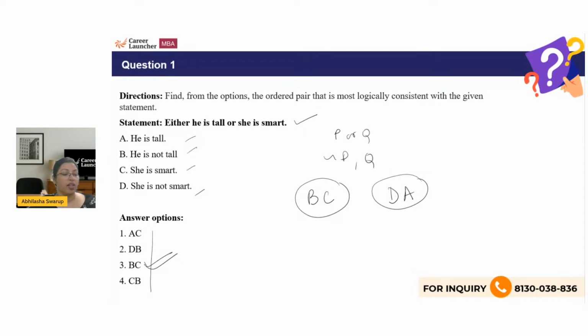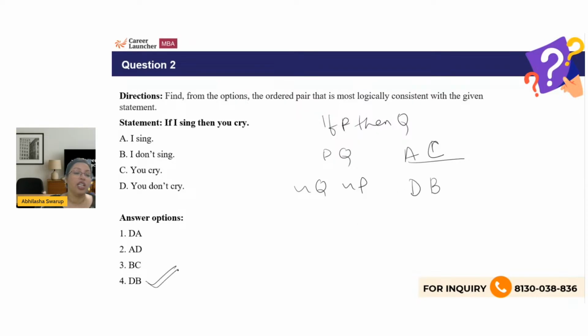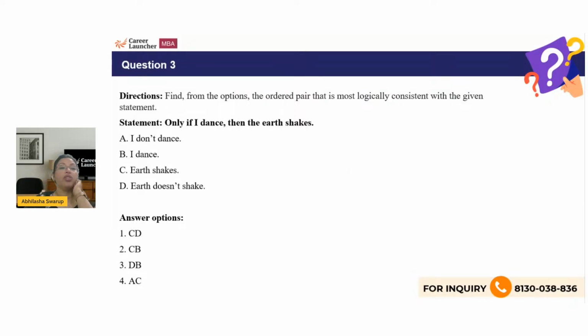Okay. All right. Let's look at the second question. If I sing, then you cry. If is equal to if P, then Q. Will have two pairs. So PQ will be the first pair and not Q, not P will be the second pair. So if I sing, which is A, you cry will be C. So AC is my first pair. My other will be you don't cry, I don't sing, which is DB, which is given here, and that's your correct answer. Let's look at question number 3.